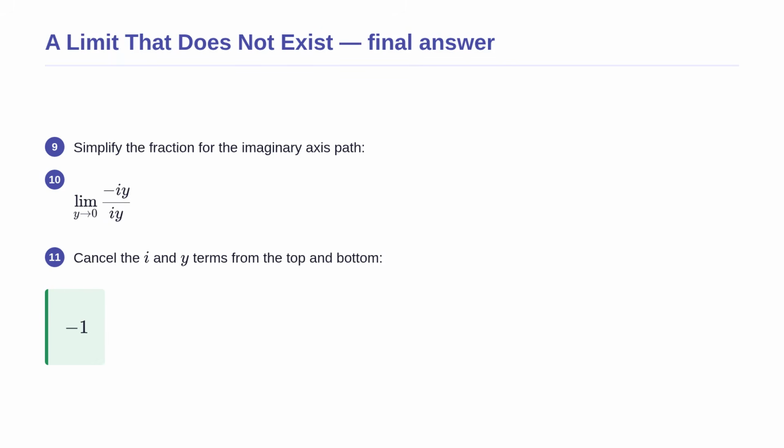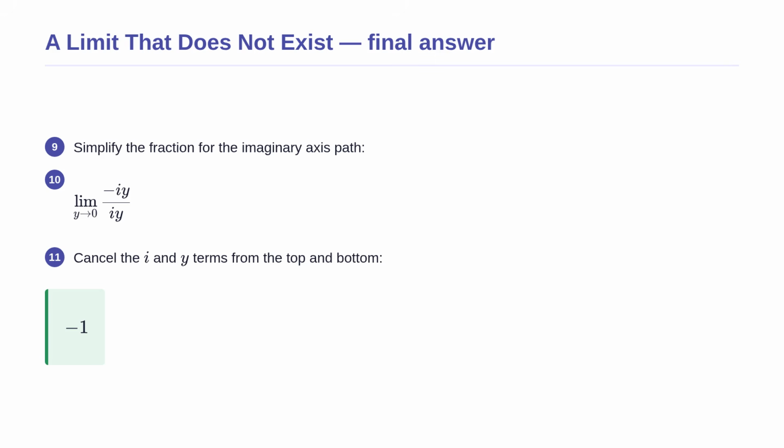Now, evaluating our second path along the imaginary axis. Setting x to 0 makes the x terms vanish completely. This leaves a fraction that only contains the imaginary variable y, negative iy divided by positive iy. The i and the y terms cancel out perfectly from the top and the bottom. However, the negative sign in the numerator remains after the cancellation. This leaves us with a constant value of -1 for this specific path. Approaching along the imaginary axis gives us a limit of -1.